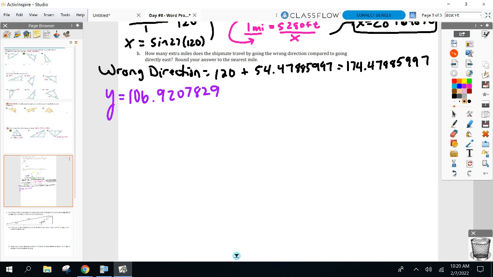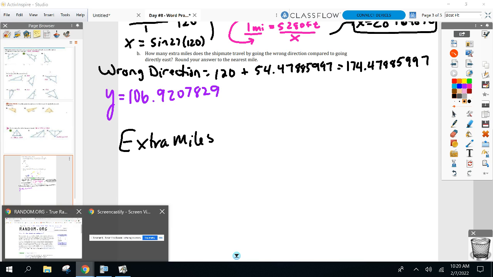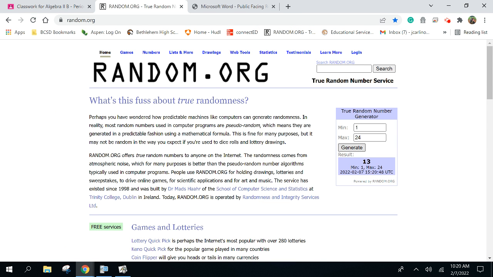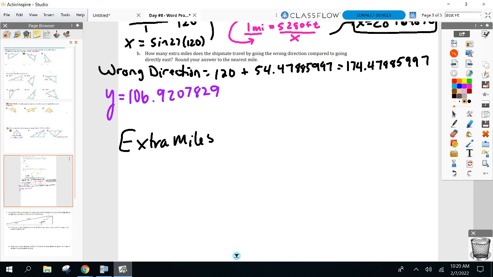All right, any issues there? Now that I found the leg, somebody explain to me, how can you find the extra miles that it traveled? You know how many they went in the wrong direction. Here's where they should have gone, the 106. What about the extra miles? How do we calculate those? It's the 174, yep, wrong direction. All of it, minus the 106. Yep, minus how many he should have gone.